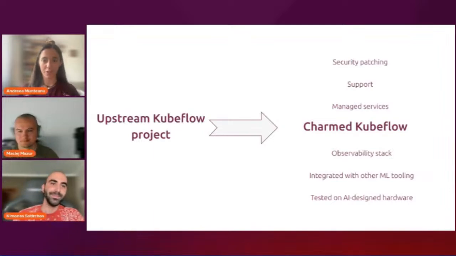I think you captured it correctly. So Charmed Kubeflow is Canonical's official distribution of the upstream project, and I always defined it as the foundation of a growing MLOps ecosystem where we integrate with a bunch of tools such as Grafana and Prometheus as part of the observability stack, for example. But we also test it on AI specific hardware, if we can just mention NVIDIA's DGX.